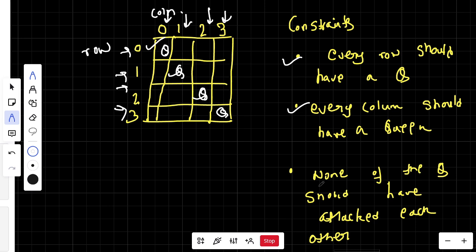But none of the queens should attack each other. You are saying that the queens are diagonally placed in this example, but can you prove they are attacking each other? Yes, they are definitely attacking each other.